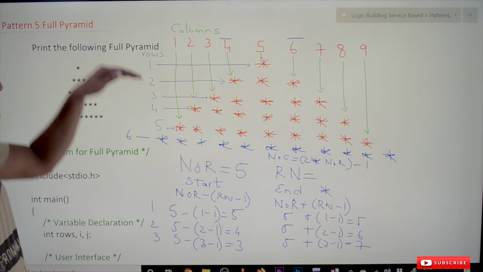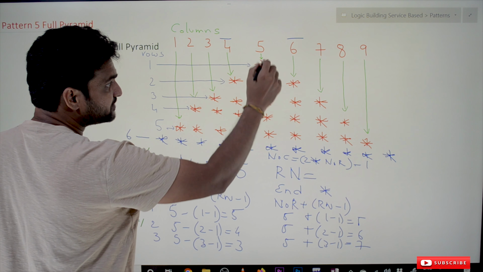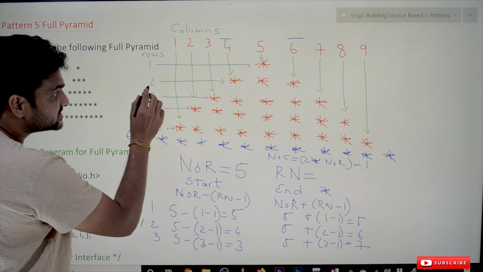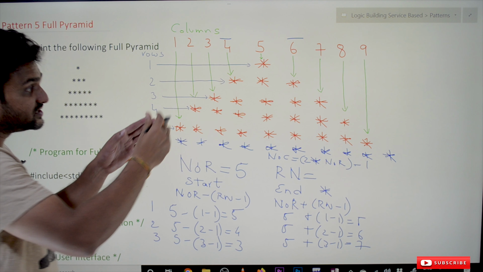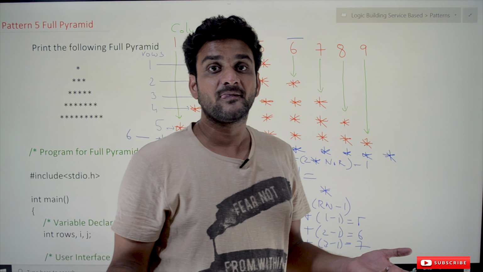Whenever we are in the first row, we have to print from 5 to 5, we have to print a star, and otherwise we have to print empty space. Whenever we are in the second row, we have to start from 4 and end till 6. Till those positions we have to print stars, and the remaining places we have to print spaces.